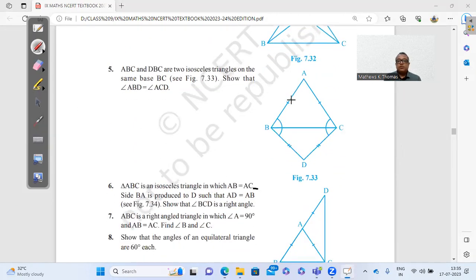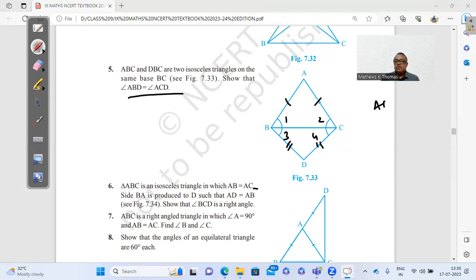ABC and DBC are isosceles. So these two sides are equal, these two sides are equal. The question is to prove that this full angle ABD and this full angle ACD are equal. So if these two sides are equal, I can say angle 1 equal to 2. Just now we did the theorem, right? If two sides are equal, angles opposite to equal sides are equal. So 1 equal to 2 and BD equal to CD. If two sides are equal, then 3 equal to 4. And now just add up.